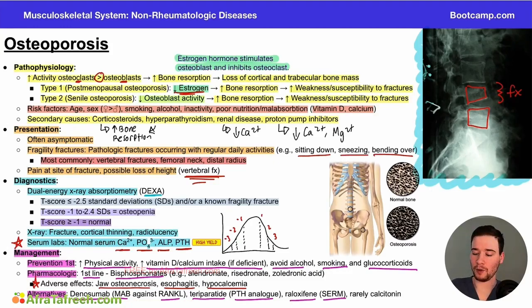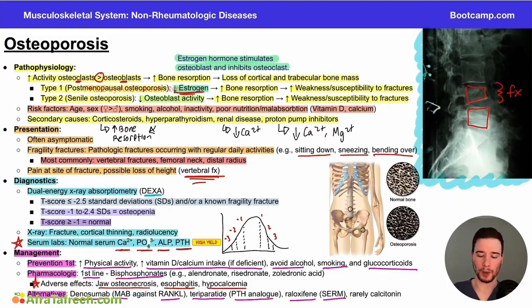Classically, it's going to be a vertebral fracture, and be on the lookout for this wedge-shaped deformity where the anterior portion of the spine actually collapses on itself. Compare that to more of the boxy form of a regular vertebral spine that is not fractured. Now, when we look at the diagnostics here, we can do a DEXA scan, and it's based on our T-scores. The patient has osteoporosis versus osteopenia versus a normal, healthy DEXA scan.